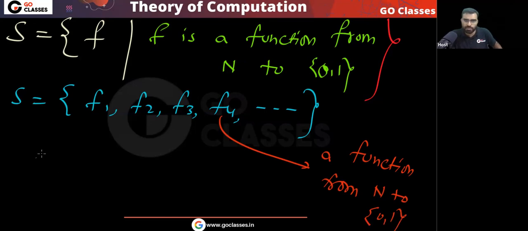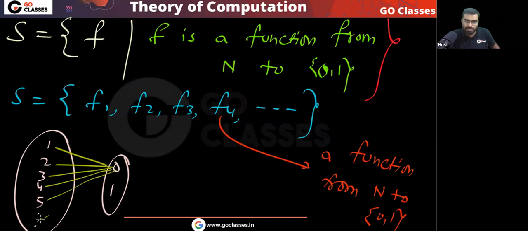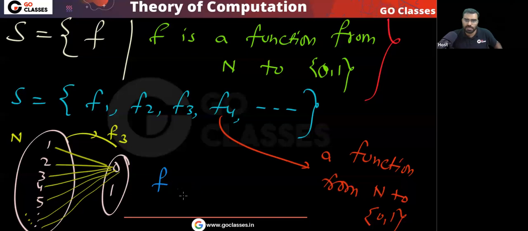For example, maybe F3 is this: 1, 2, 3, 4, 5, all mapping to 0. It can be F3, right? Is this a function if everyone is mapping to 0? Yes, this is also a function. No problem. So maybe this is F3, and F3 also belongs to our set S. I hope you understood.